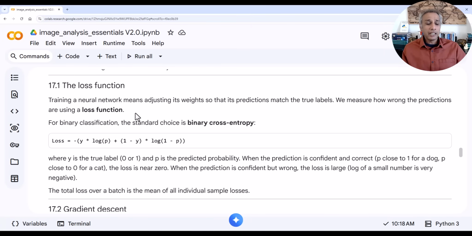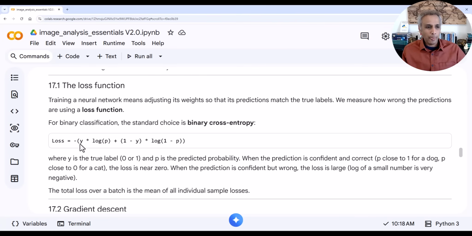And in our case, we use something called binary cross entropy as the loss function, because in our case, it's a binary problem. Even if it's a multi-class problem, you can still use binary cross entropy, except you just compare two things at a time.